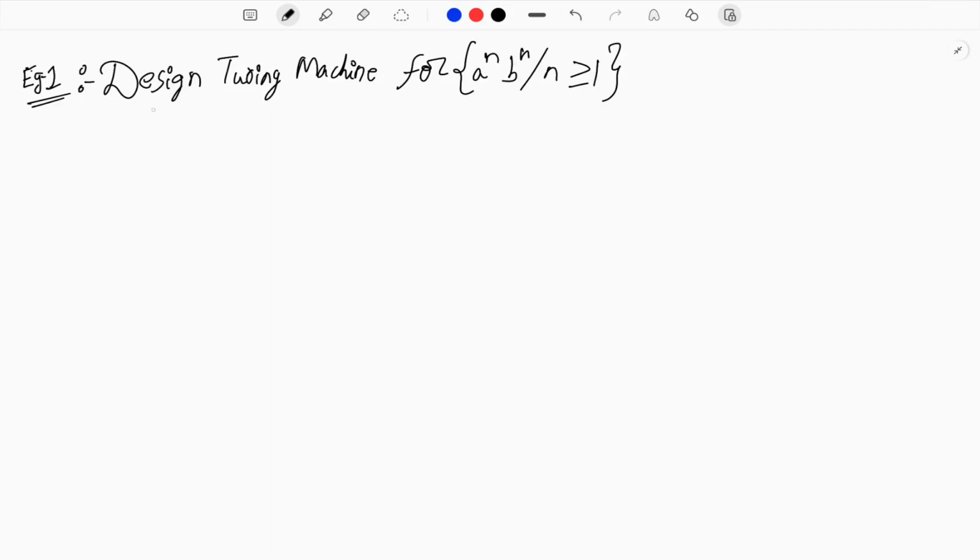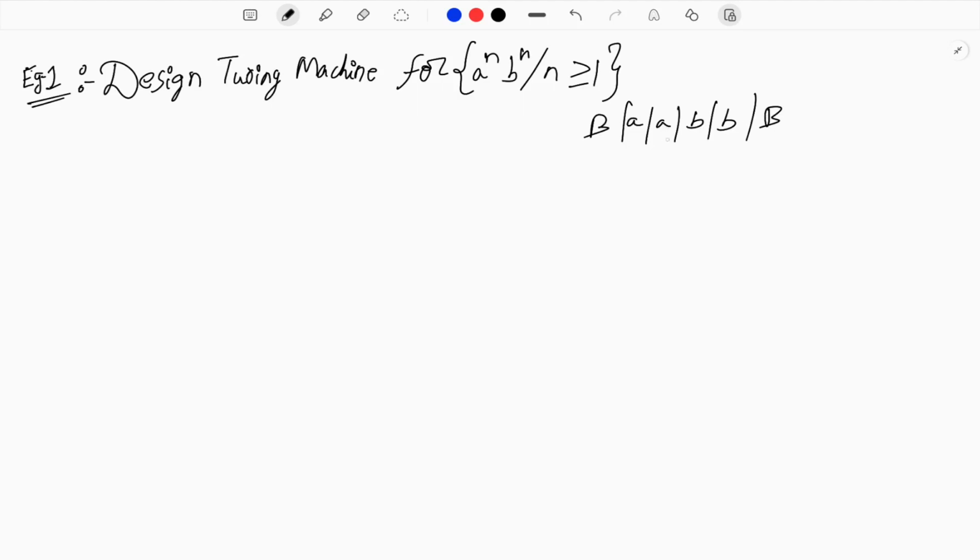Here we are asked to design the Turing machine for the string a^n b^n, where n should be greater than or equal to 1. If we are given this, that means we're going to have an equal number of a's and b's, followed by blank symbols on both ends. So I will explain the demonstration in a simple way.